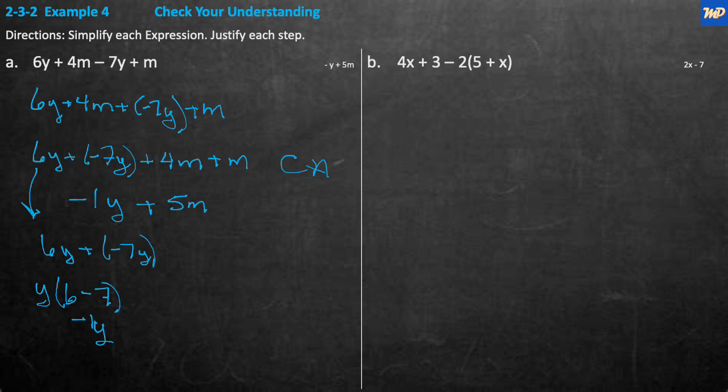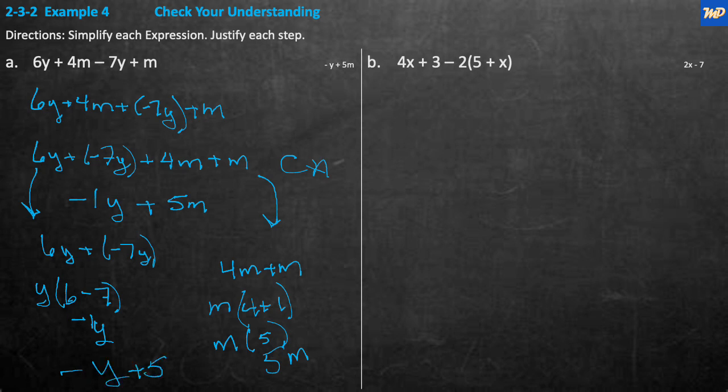And you could do the same thing with the 4. Bring it down. We have 4m plus m. We can take out the m. M times the quantity 4 plus 1. This equals 5. So now we have m times the quantity 5, and we have 5m. So the answer then would be negative y plus 5m. You get the same answer. I used the distributive property one time, and one I just did in my head, but I think maybe they wanted the distributive property.